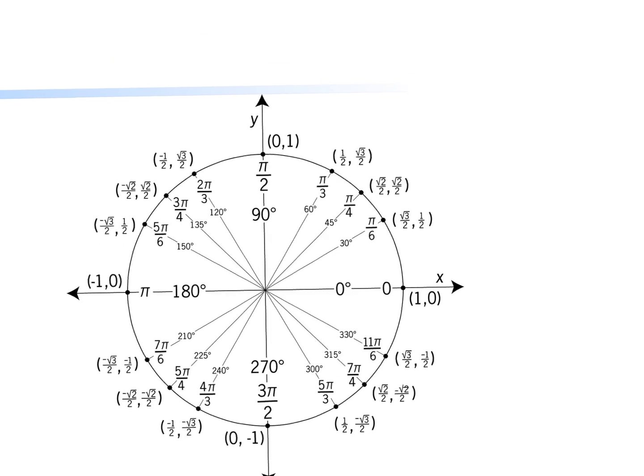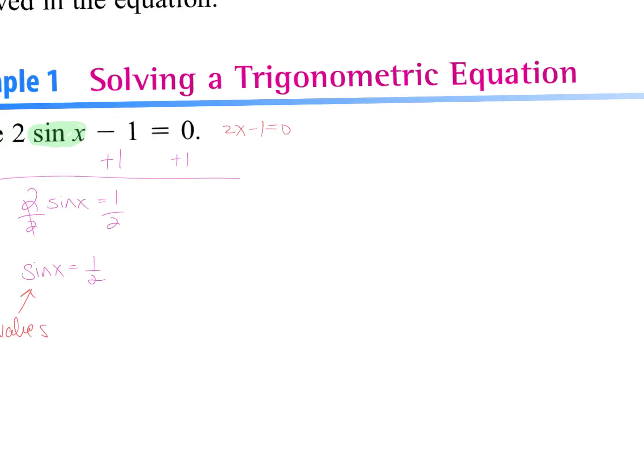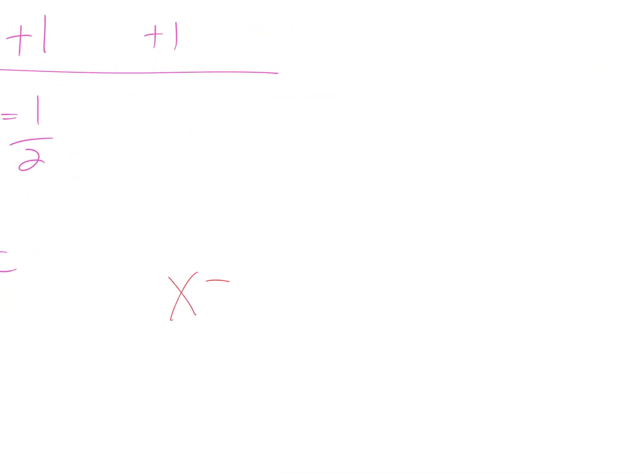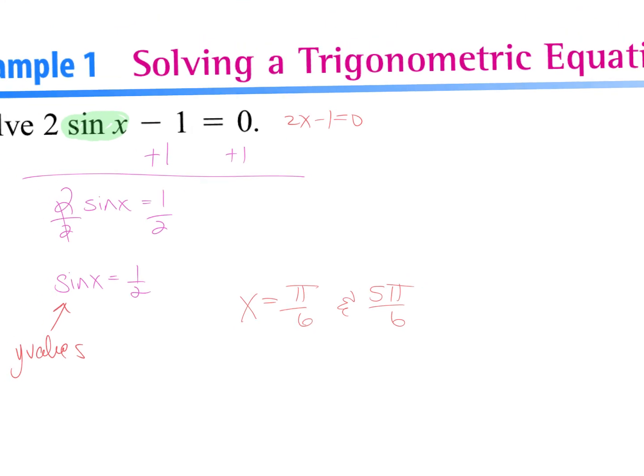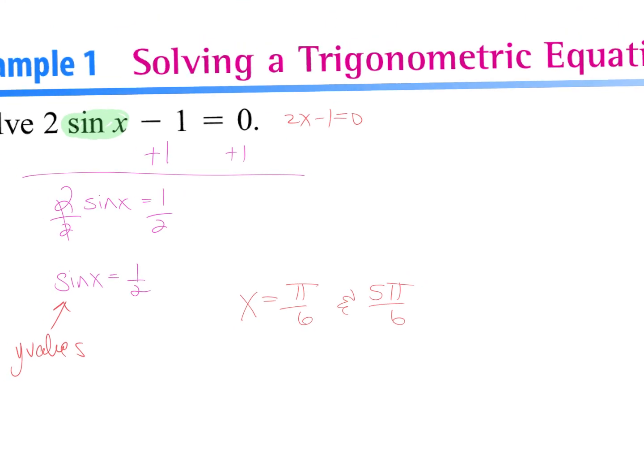So tell me where the y values are positive 1/2. What is it? Okay, let's talk in radians. Pi over 6 and 5 pi over 6. So your answer here would be x equals pi over 6 and 5 pi over 6. So what you're doing is solving the equation algebraically like you would, then you're going to use the unit circle to identify which angles you're looking at.